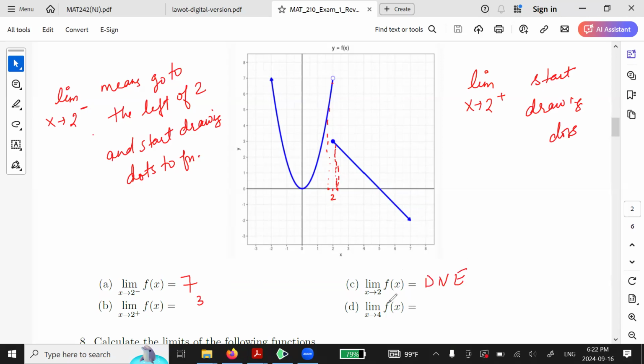Okay, now the second function is just asking you x equals 4. What happens there? I need to check 2 things, right? Is my function breaking at 4? If your function is not breaking at 4, you don't have to check anything, right? Just see what is the function value at 4. You always check left hand limit, right hand limit, because my function is not breaking. Function not breaking at x equals 4.